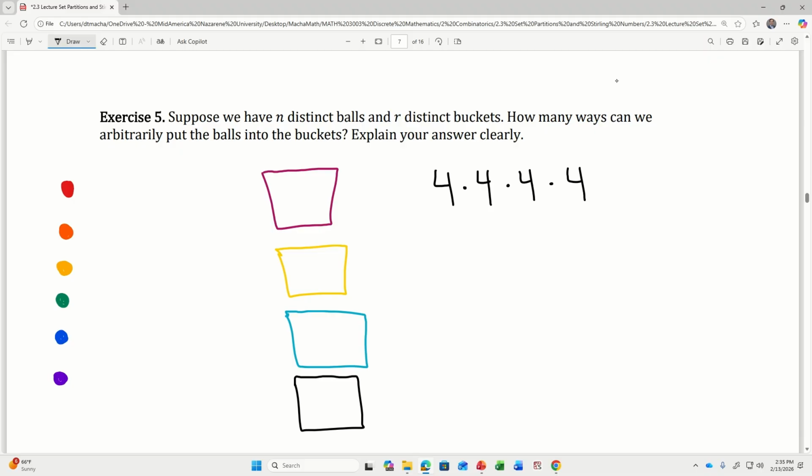So is there any way that I can succinctly write this formula? R to the n power. Nice. Yeah, because for each ball, we have r choices. And since these are independent of each other, I'm allowed to have empty buckets. I'm allowed to put all the balls in one bucket. They're independent choices, so we can multiply through by the number of choices. That is an easier question.